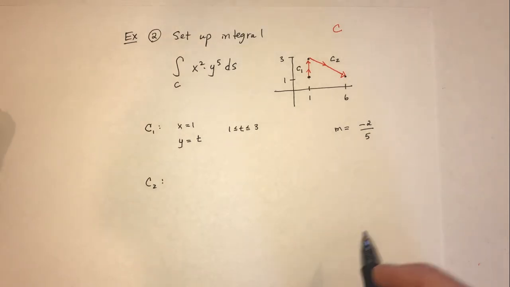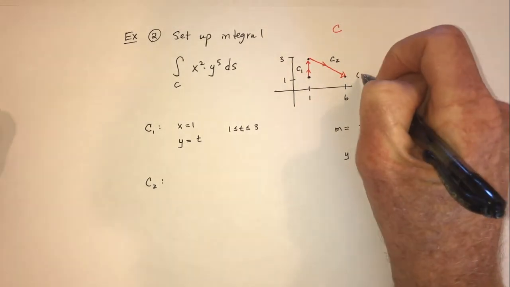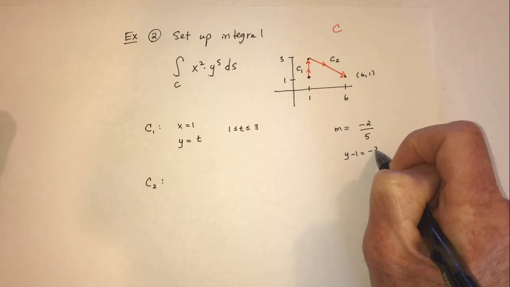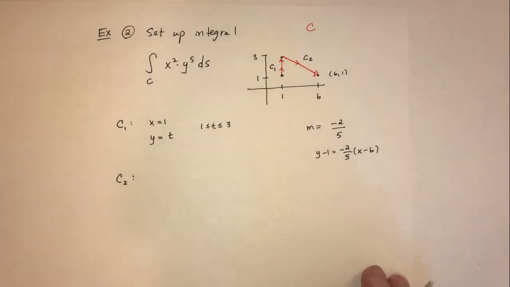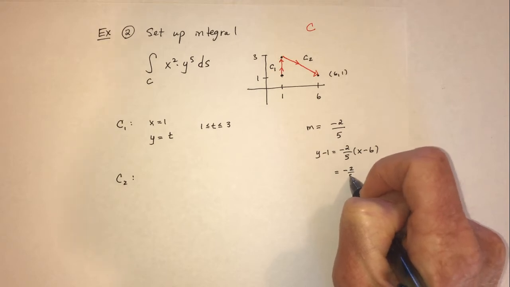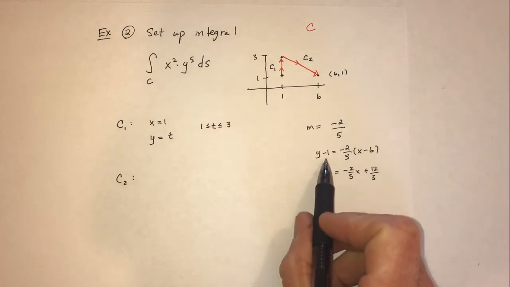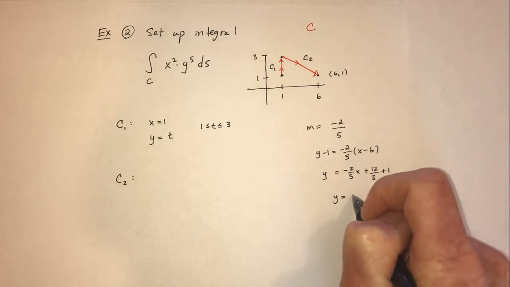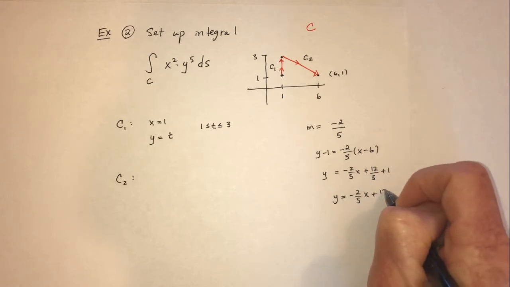And then we could find out just using good old algebra 1. So I could use this point right here, which is the point (6, 1), and go y minus the y value of 1 equals the slope times x minus the x value of 6. So this is going to be negative 2/5 x and then plus 12/5. And then add 1 to both sides. So y is equal to negative 2/5 x, that'll be 5/5 plus 12/5 is 17/5.